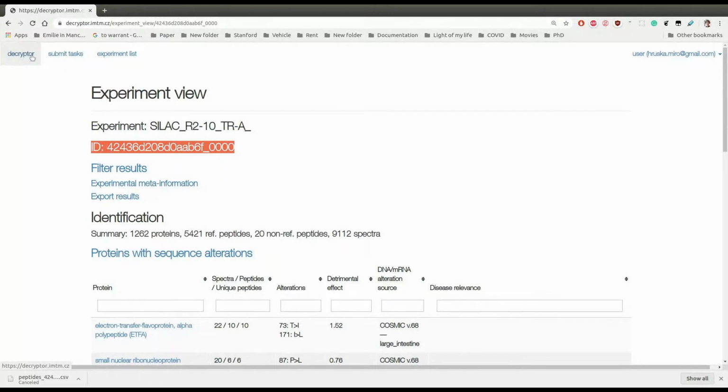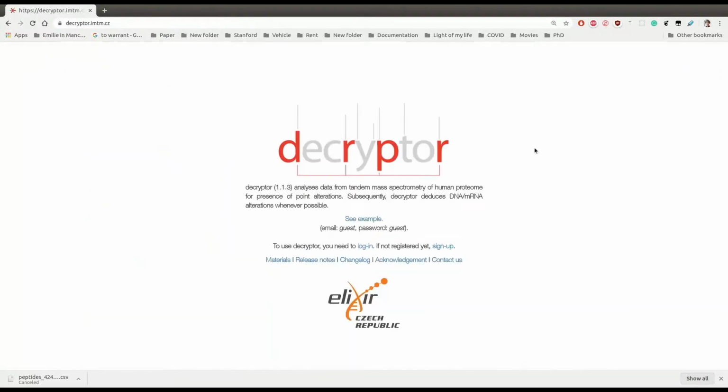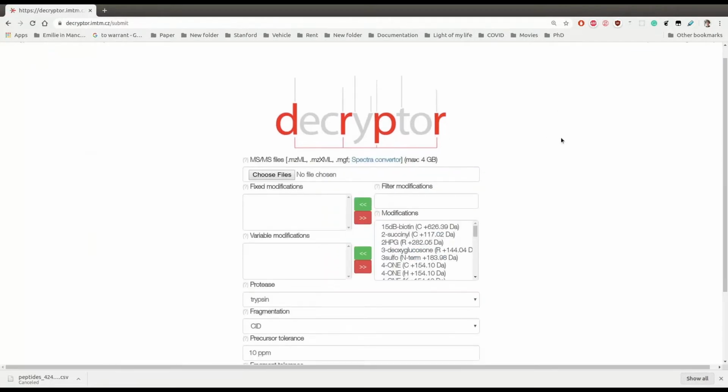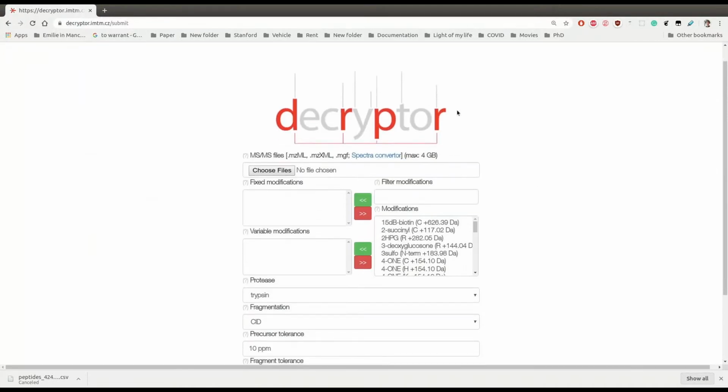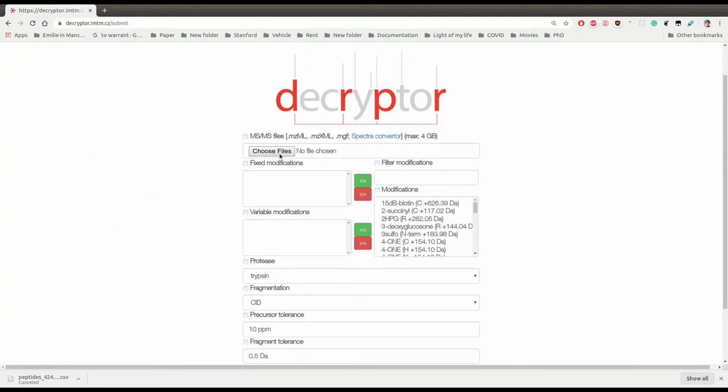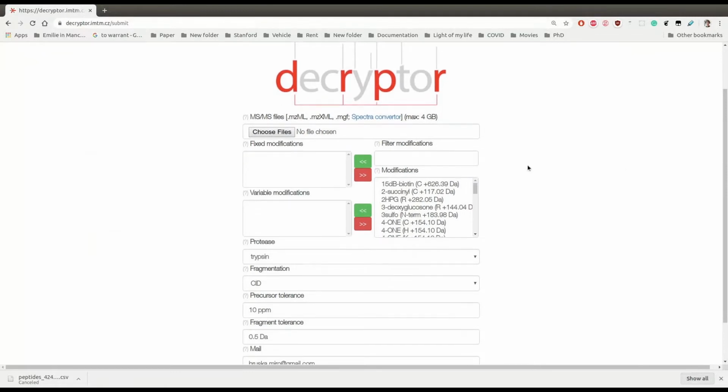So I'll go back to the Decryptor website. The Decryptor resides at this link. You can also take a look at some examples, but I will log in. I'm actually logged in, so that won't be a problem. Because the analysis takes some time, I won't really put the MSMS file there, but basically you just select here a particular MS file. The file can be rather large. It can be a couple of gigabytes.